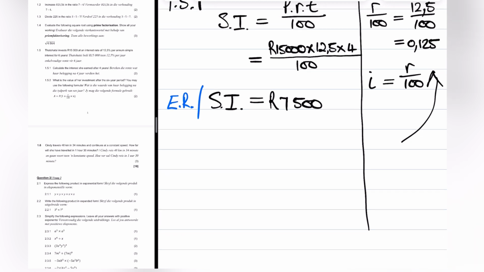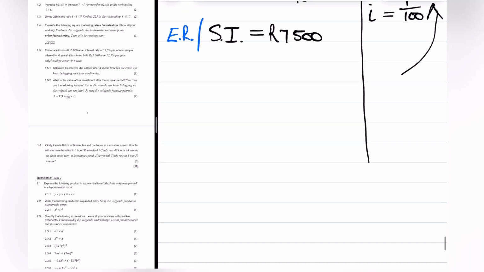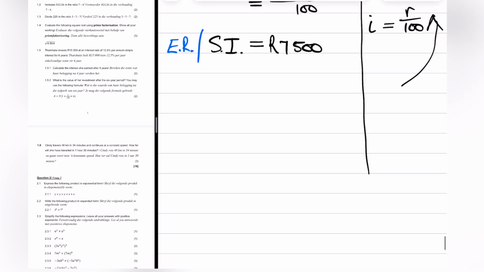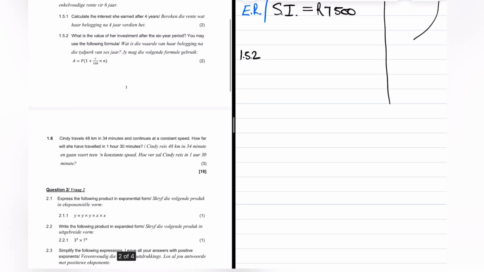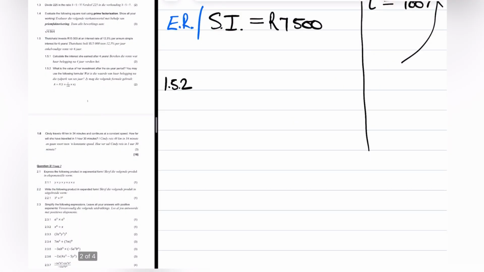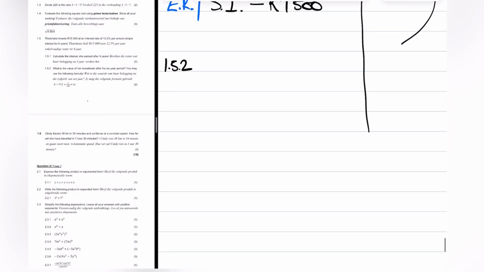We are done here. Right, so 1.5.2. 1.5.2 says, what is the value of our investment after the 6-year period? You may use the following formula, which is that one there at the bottom. Wat is die waarde van haar belegging na die tydperk van 6 jaar? Jy mag die volgende formule gebruik, if you so choose. So that formula reads as follows.